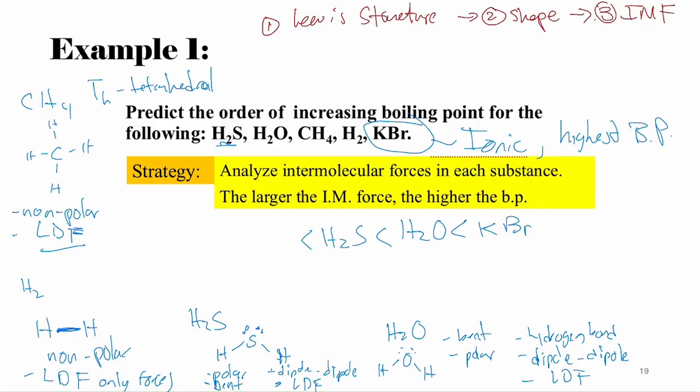And now we have two molecules that we're left with. All we have left is methane and hydrogen gas, and they both only have London dispersion forces. So how are we going to distinguish between them? The shape isn't necessarily going to help us here, because the shape is just going to tell us if they're polar or nonpolar again, and we already know that they're nonpolar from the Lewis structure.